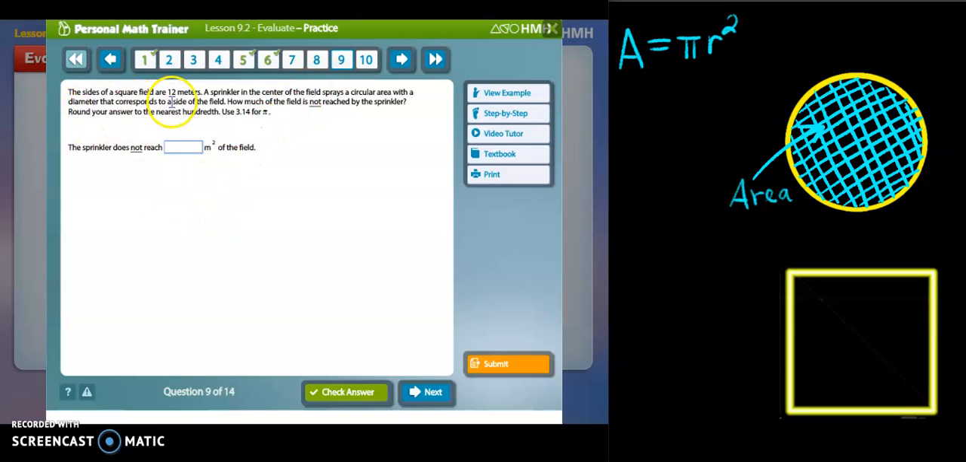It says the sides of a square field are 12 meters. A sprinkler in the center of the field sprays a circular area with a diameter that corresponds to the side of the field. How much of the field is not reached by the sprinkler?